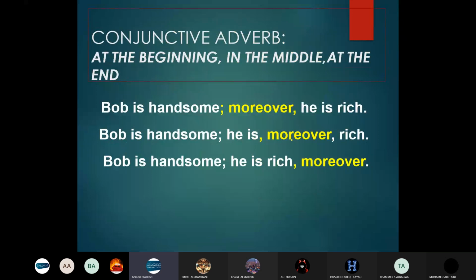These are some examples about where to put the conjunctive adverb in the sentence. Bob is handsome. Moreover, he is rich. Bob is handsome. He is, moreover, rich. Or Bob is handsome. He is rich, moreover. So we can change the place of the conjunctive adverb according to where you need to make your emphasis.